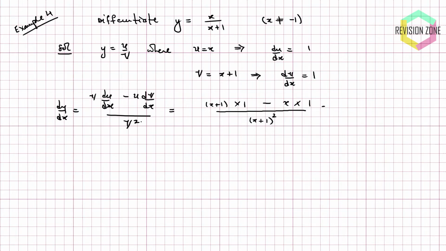Now we can just tidy this up a little bit. The numerator is just x plus 1 take away x, and the denominator is just (x plus 1) all squared. And at this stage, we see that the x's in the numerator are going to cancel. So in fact, we've managed to work out our derivative, and our derivative is nothing other than 1 over (x plus 1) all squared. Okay?